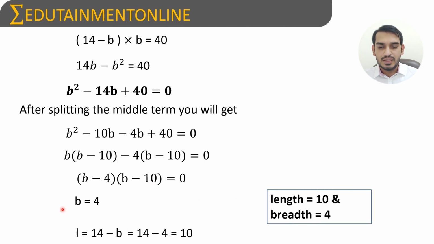So we will consider the first case, b minus 4 equal to 0, because length is greater than the breadth in a rectangle. So this will be the length and this will be the breadth. So length will be 10 and breadth is equal to 4.